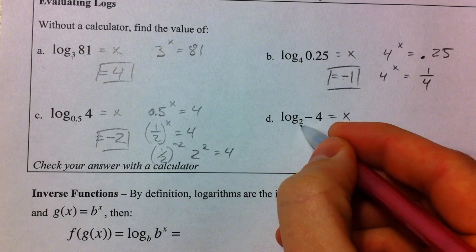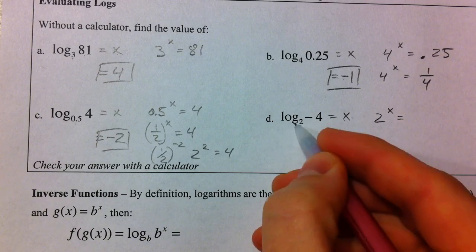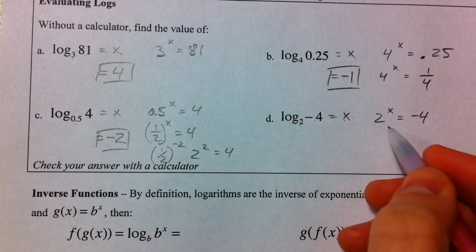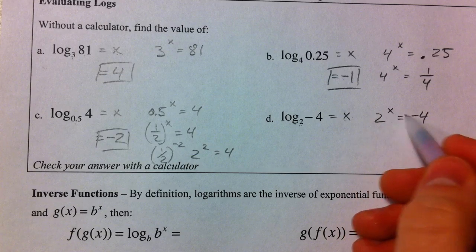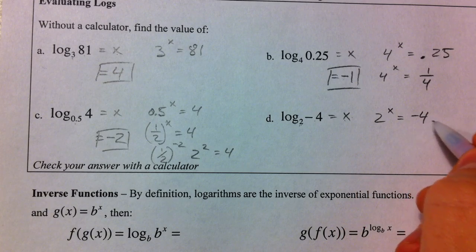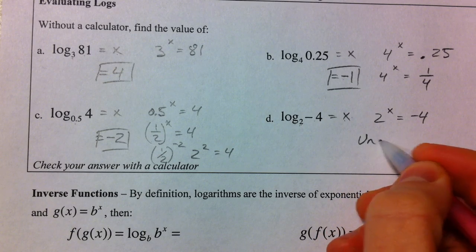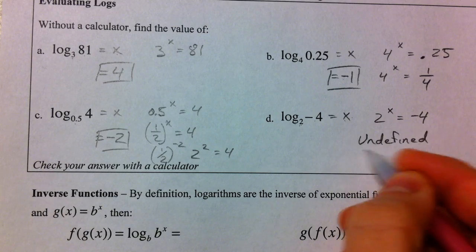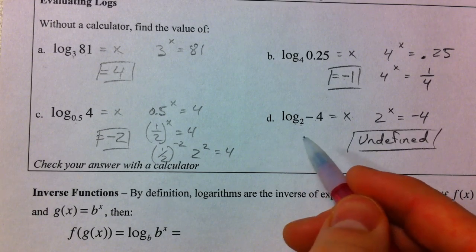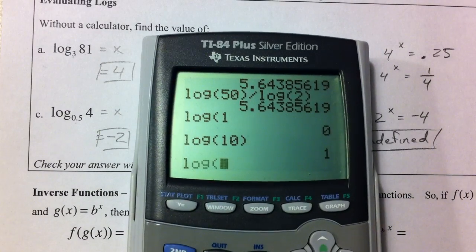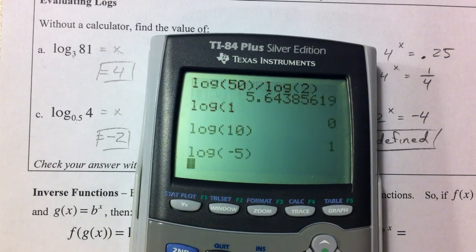Evaluate again. So we get 2 to what power of x? And again, what we're doing is we're taking it from log form to exponential. 2 to what power is -4? If I multiply 2 by -2, I get -4, but there's no power I can raise 2 to get -4. And so this, there's no solution. It's undefined. What we'll find is that you can't take the log of a negative, and actually we just found it. If you take the log of a negative number, log of -5, non-real answer, not possible.